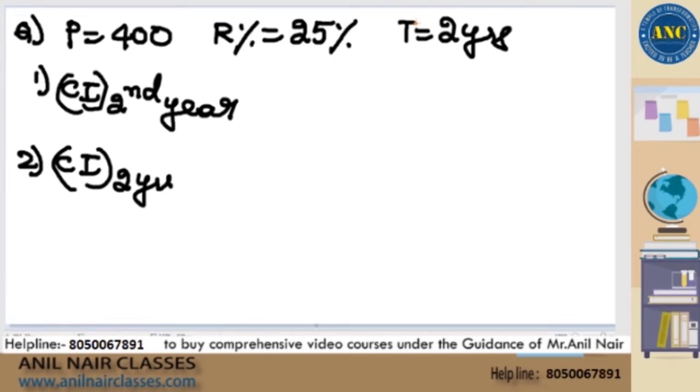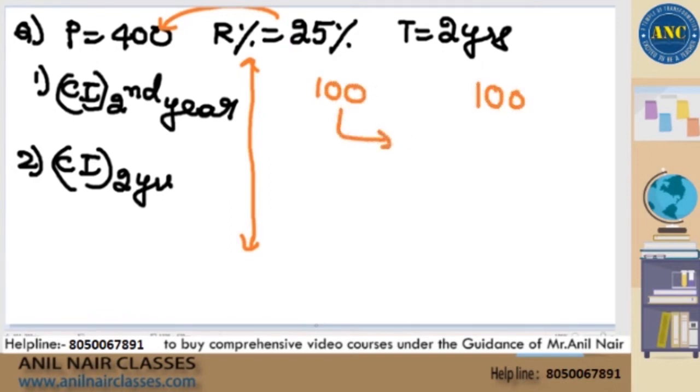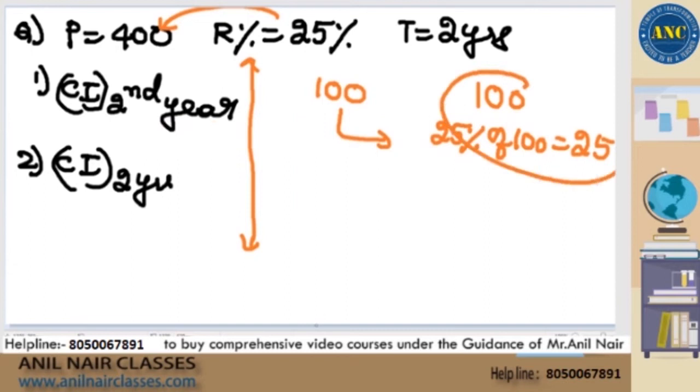Now, see here, sir. CI we require again for 2 years. If you understand this, you can do it for 4 years, 5 years. 25% of 400, it is 100. First year 100 and second year 100. Second year it will be interest on interest. 25% of 100 is 25. So CI for second year is nothing but 125. 2 years is nothing but 225.